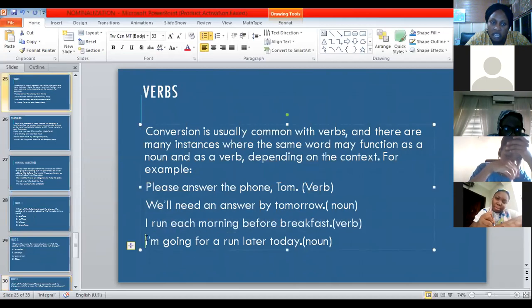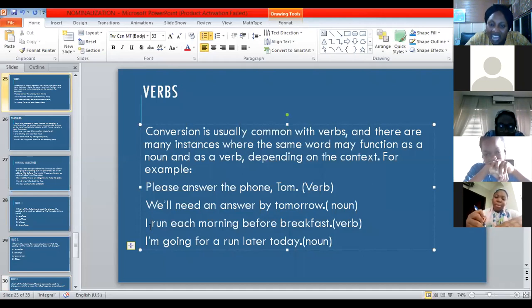The next example: I run each morning before breakfast. The second sentence: I'm going for a run later today. In each of these sentences, the word run has been used, but in different ways. In the first one, the word run was used as a verb, I run each morning, while in the second one, the word run is used as a noun.